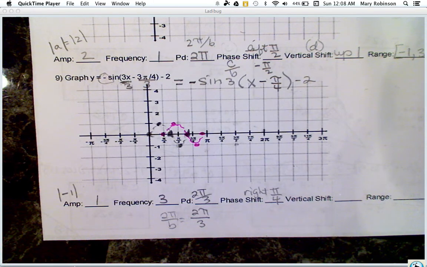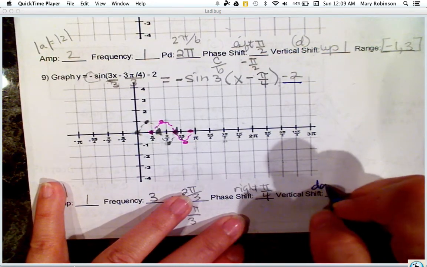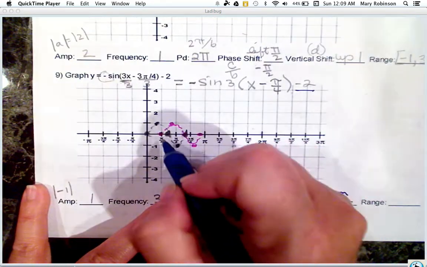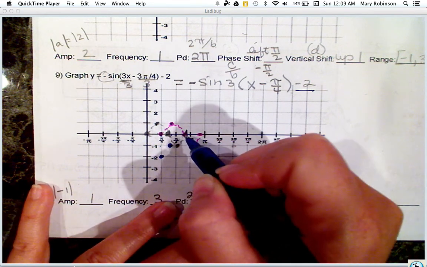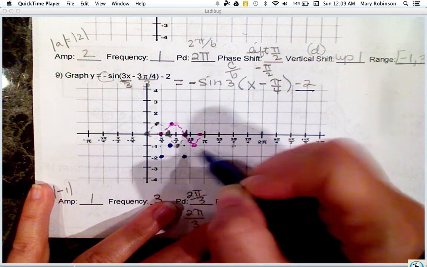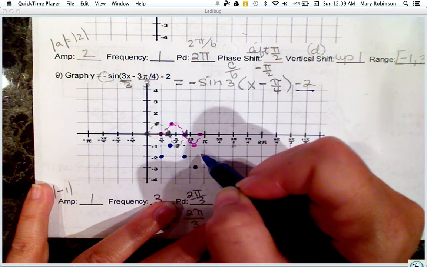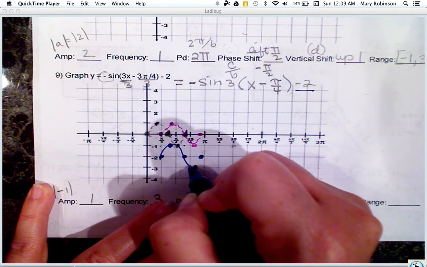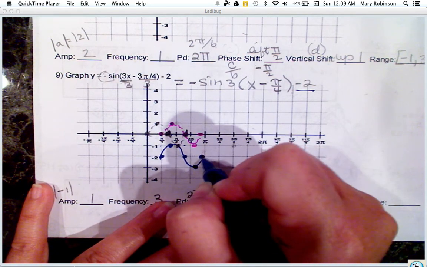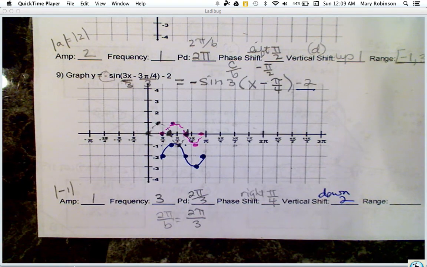There's my graph. I'm going to use a different color, and I'm going to take all of my points and shift them down 2 units now. So my vertical shift would be down 2. So down 2, down 2, down 2, down 2, down 2. And since I'm done with everything, I'm going to use a solid curve. Alright, so that looks pretty good. There's my graph of that function.